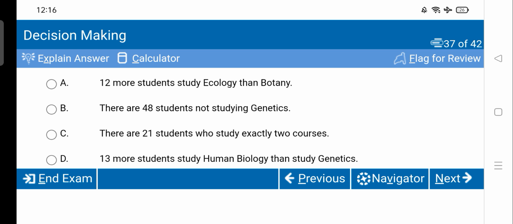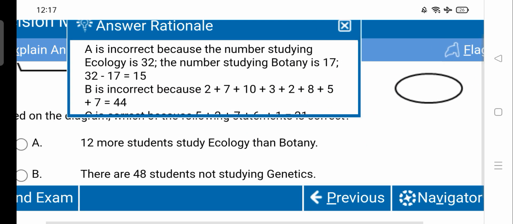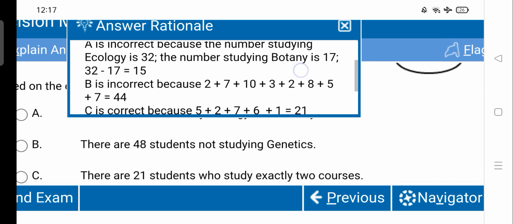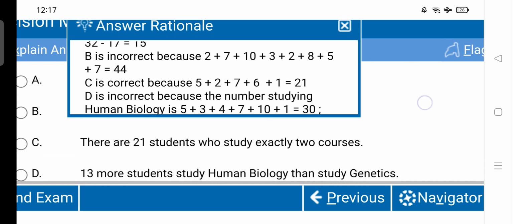So here we have these options. Let's see which one is the correct option. The correct option is option C. Option A is incorrect because the number studying ecology is 32 and the number studying botany is 17, so 32 minus 17 equals 15. B is incorrect because 2 plus 7 plus 10 plus 3 plus 2 plus 8 plus 5 plus 7 equals 44. So that's why it is incorrect.